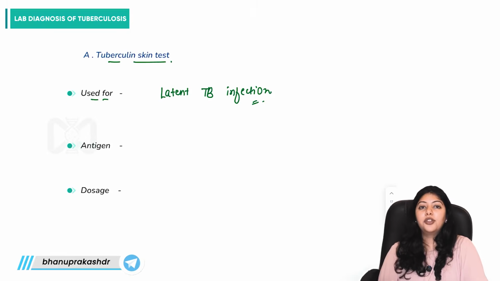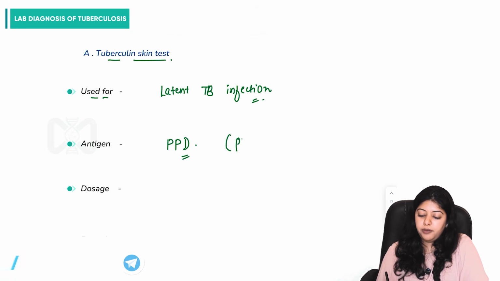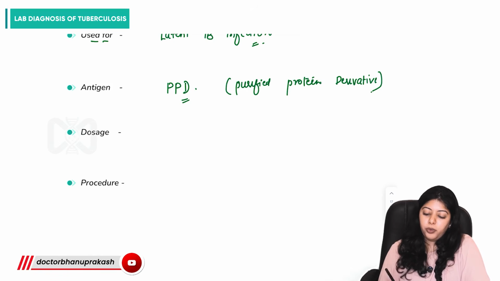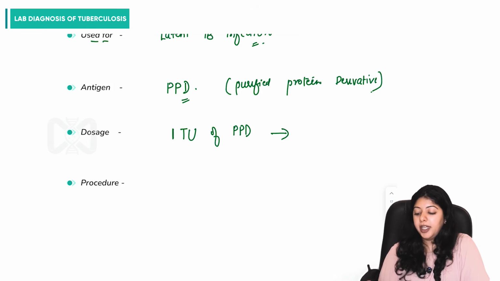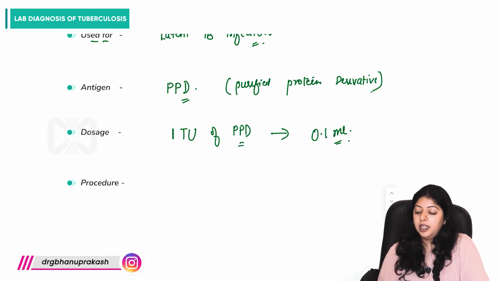And what is the antigen used here? It is purified protein derivative. We are going to use 1 tuberculin unit of PPD, and we are going to inject 0.1 ml of this antigen intradermally.